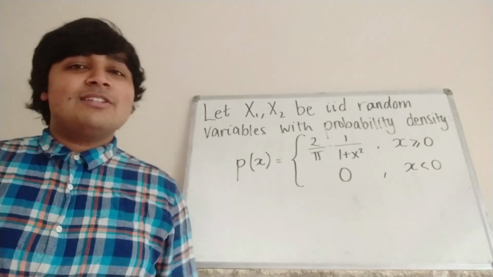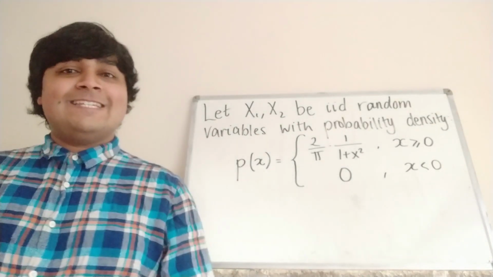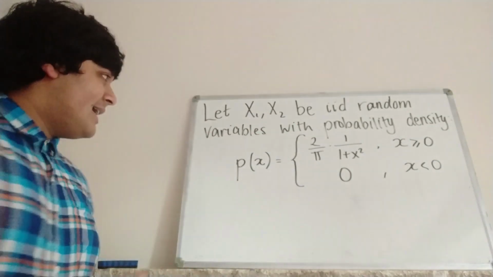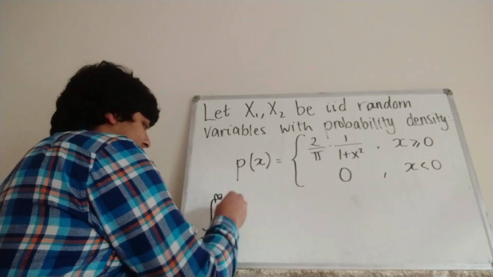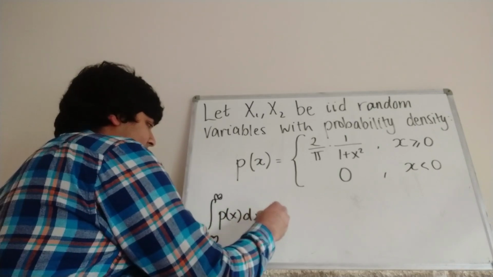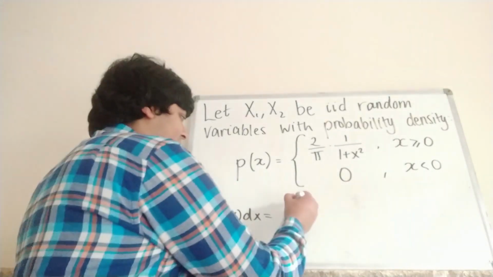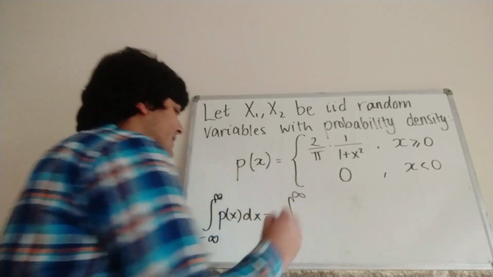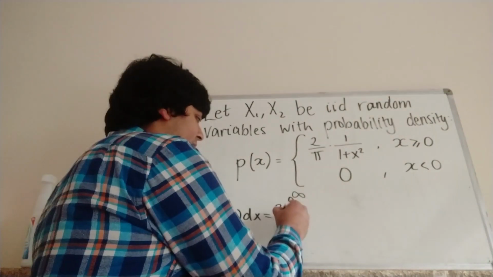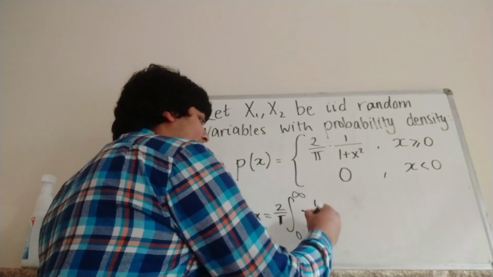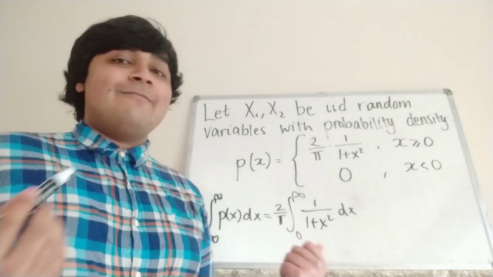And the last thing we need to do is just check that the integral of p of x dx from negative infinity to infinity is 1. And that's not too difficult to see. The integral from negative infinity to infinity of p of x dx, well, we don't really need to worry about x negative because it's 0 there. So it's just the integral from 0 to infinity of p of x dx, which is this guy here. But I can take the 2 over pi out to the front, and then it's just 1 over 1 plus x squared dx, and this just has a nice antiderivative, namely inverse tangent x.